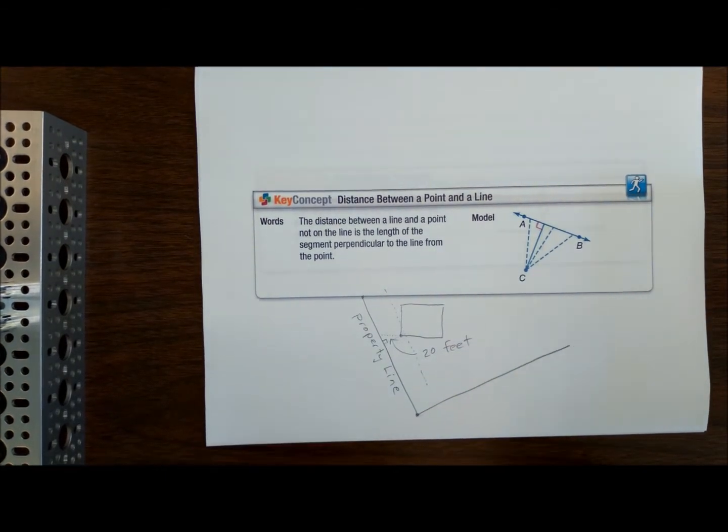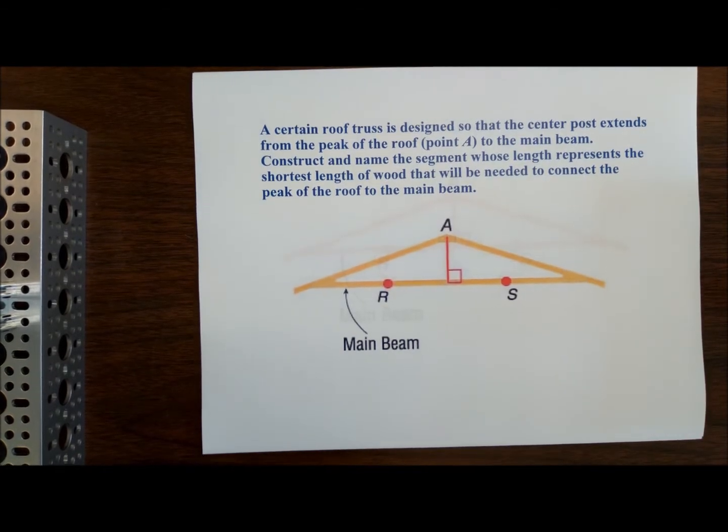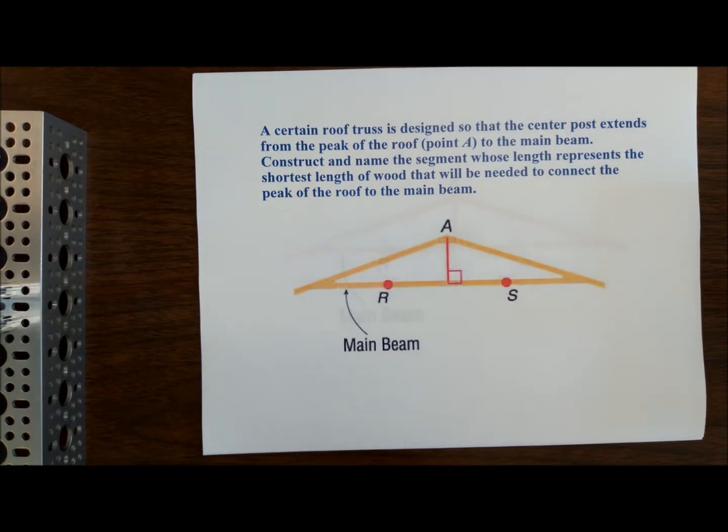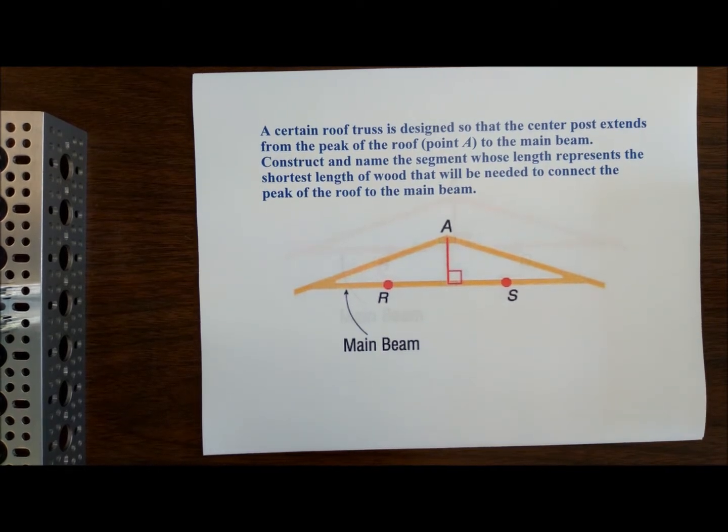All right, let's take a look at some examples. Here we have a problem where you show a roof truss, and a certain roof truss is designed so that the center post extends from the peak of the roof, point A, to the main beam. Construct and name the segment whose length represents the shortest length of wood that will be needed to connect the peak of the roof to the main beam.